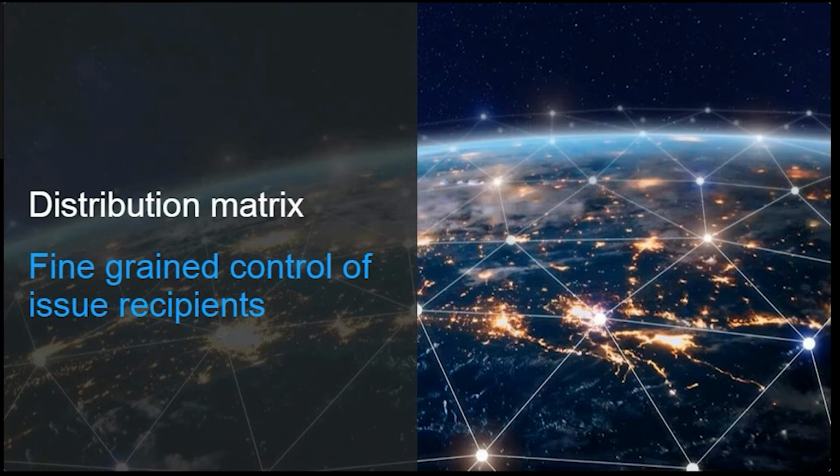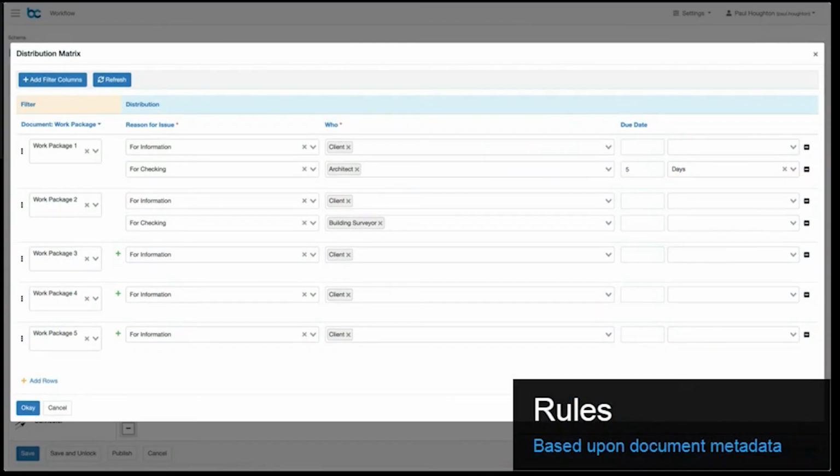The distribution matrix is used when you're sending or forwarding issues. This allows fine-grained control of who receives what. So rather than having to design an enormous diagram that frankly would be unwieldy, you can take information from the document and route it to people based upon that information.